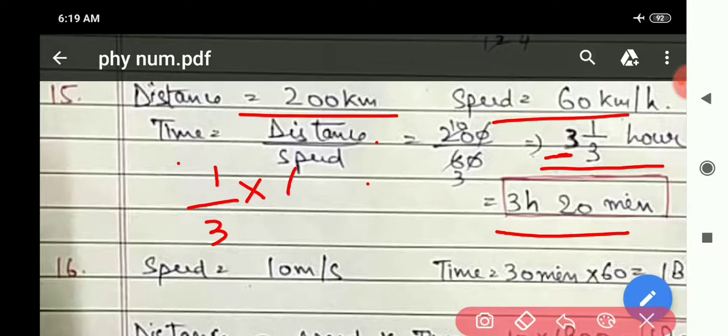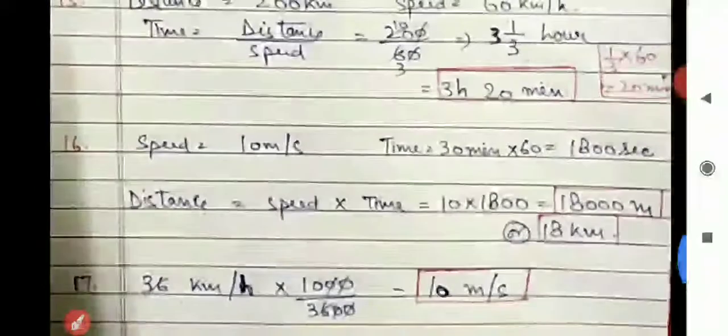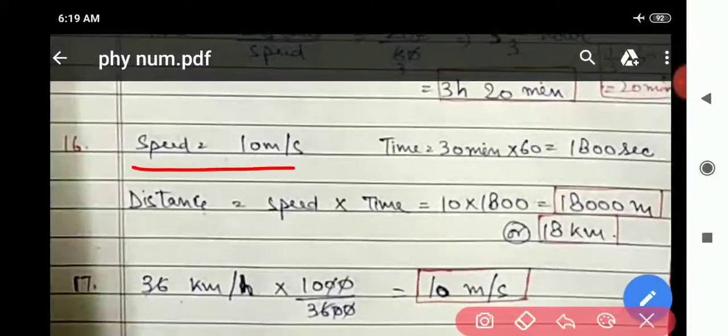We multiply it with 60. 3 ones are 3, 3 twos are 6, and we get the answer 20. So 3 hours and 20 minutes is the answer. Now question number 16. Speed is given 10 meter per second, time is given 30 minutes.